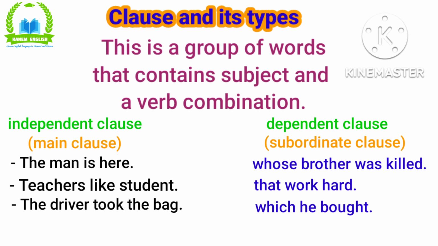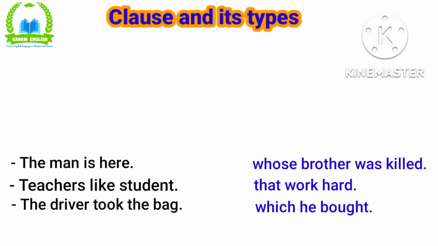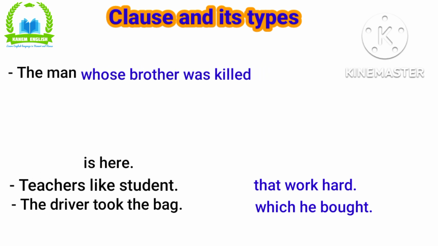Let us have this example. This dependent clause requires the main clause to complete its meaning. For instance, you said "The man is here" in the first sentence under the independent clause. Now: "The man whose brother was killed is here." So here we have the complete sentence, where we have the main clause and the dependent clause. "The man is here" is the independent clause. "Whose brother was killed" is the dependent clause.